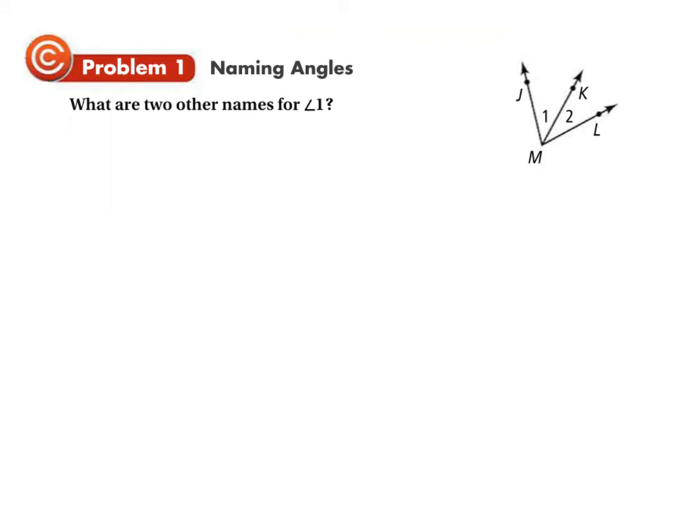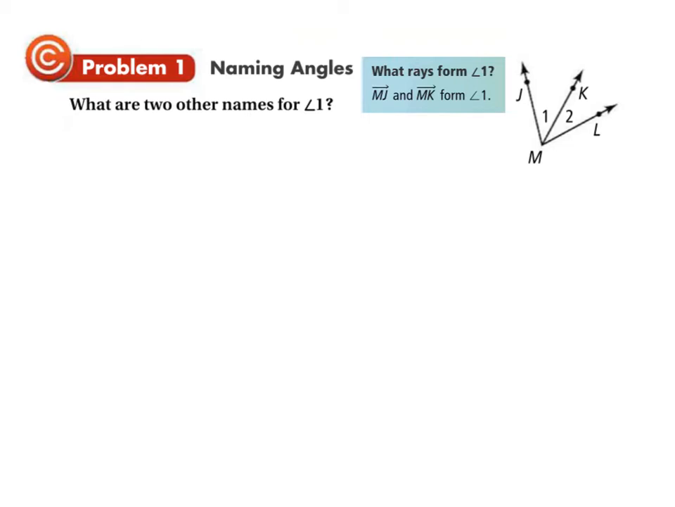So what are the two other names for angle 1? This is angle 1 right here. How could we name this in other ways and it's still the same angle? Well, what rays form angle 1? We have ray MJ and ray MK forming angle 1, and they both have their vertex at M, and so that's going to be the central letter, the middle letter, when we name the angle.